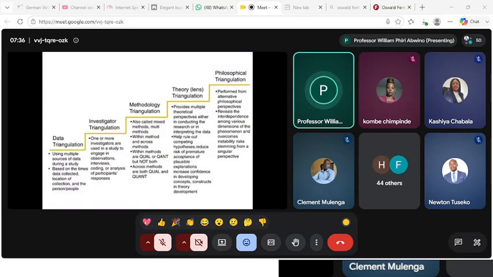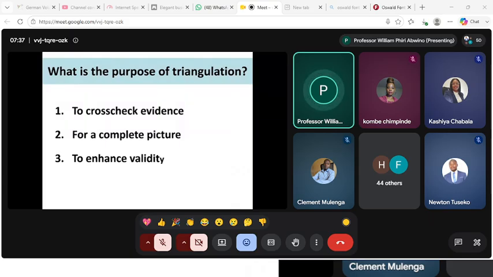There's data triangulation, there's investigator triangulation, there's methodological triangulation, there's theory triangulation, and then there's philosophical triangulation. So you have all those. So what is the purpose of triangulation? One is to cross-check evidence.